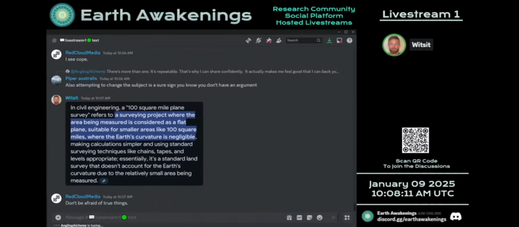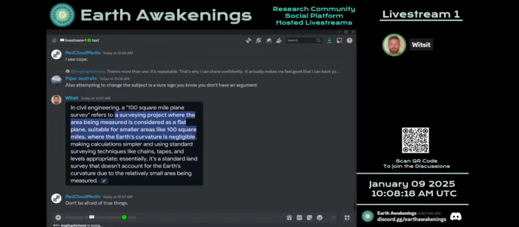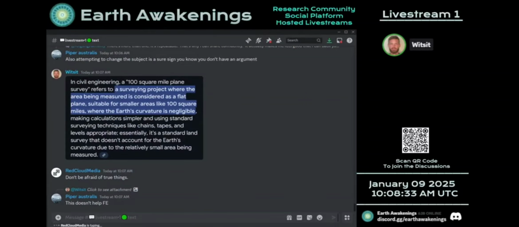Okay, I'm gonna read this. Can you post it so we can read along? In civil engineering, a 100 square mile plane survey refers to a surveying project where the area being measured is considered as a flat plane, suitable for smaller areas like 100 square miles where the Earth's curvature is negligible, making calculations simpler and using standard surveying techniques like chains, tapes, and levels as appropriate. Essentially, it's standard land survey that doesn't account for Earth's curvature due to the relatively small area being measured.